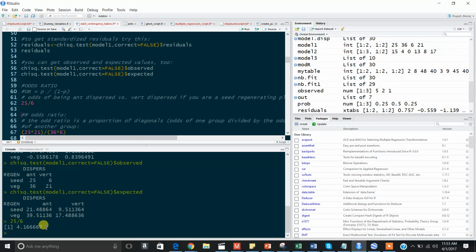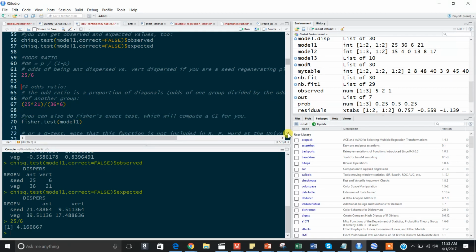So the odds of being ant dispersed versus vertebrate dispersed, if you're a seed regenerating plant, is 4.17. And that's, again, your odds. Again, the odds being ant dispersed versus vertebrate dispersed. Okay.